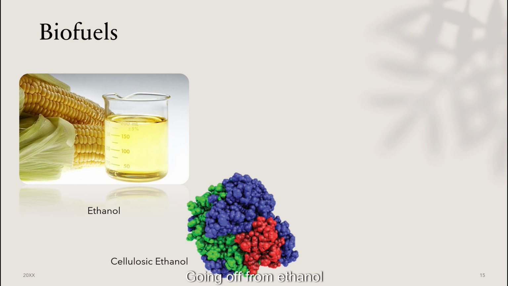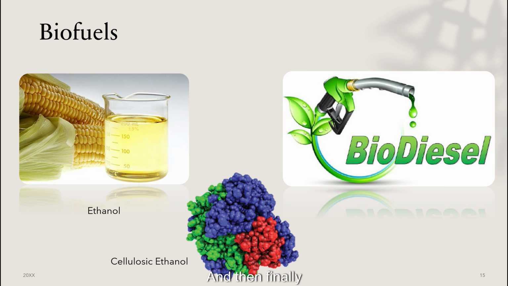Make sure that you have a vehicle that can handle the higher levels of the alcohol in there. Going off from ethanol, we have cellulosic ethanol. So we're using different parts of the plant, different plants to generate basically another form of alcohol for our vehicles and energy consumption. And then finally, we have biodiesel. Biodiesel is a form of fuel that we generate organically. So say you decided that, hey, I'm going to be making myself a nice big batch of French fries, and I'm going to cook with that nice vegetable oil or peanut oil or whatever the case may be.